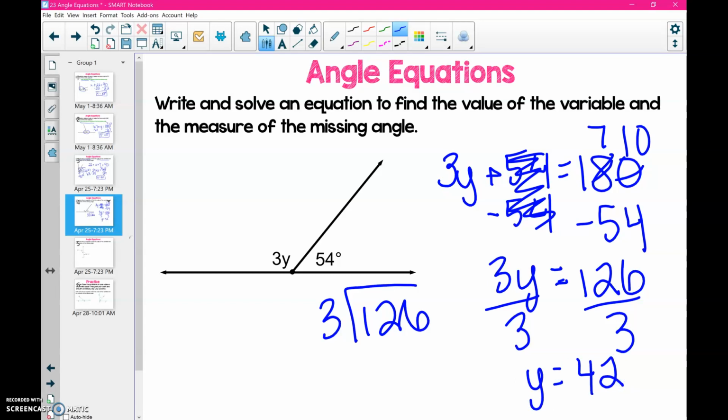Now, just a quick reminder, 42 is not our answer, or I should say it is not our angle measurement, because this is obviously an obtuse angle.